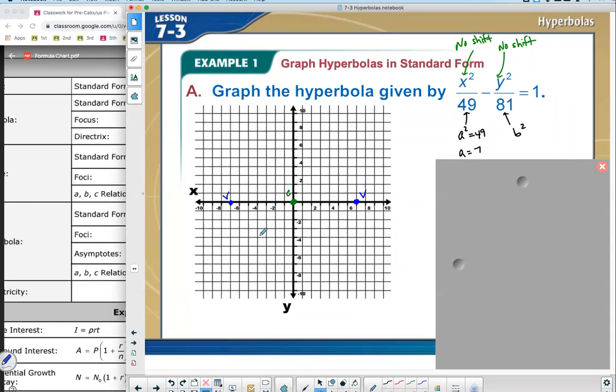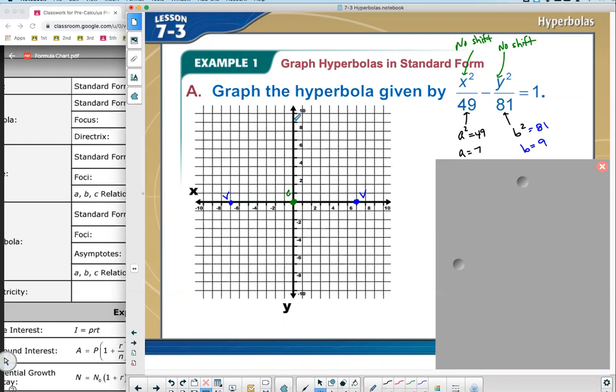Now I'll walk you through what's different from a hyperbola to an ellipse. Well, on a hyperbola, we say that's 81, and b would equal the square root of 81, which is 9. What's different is this. Don't draw what I'm about to draw in purple. I'm about to do an ellipse.